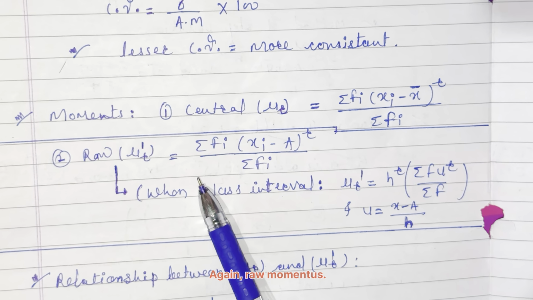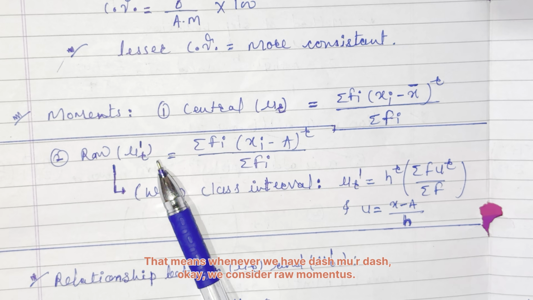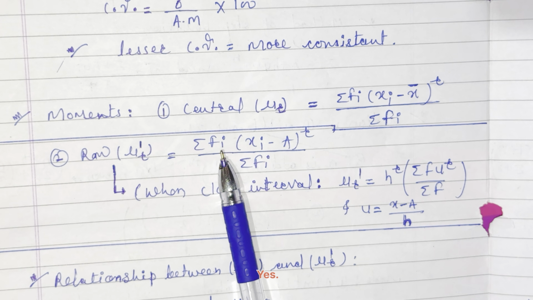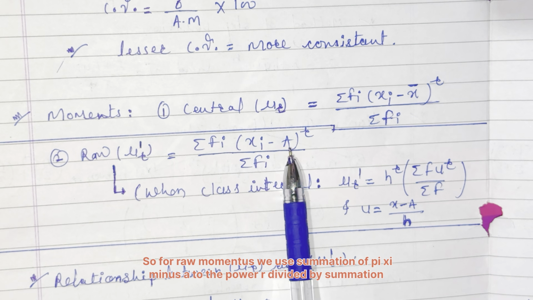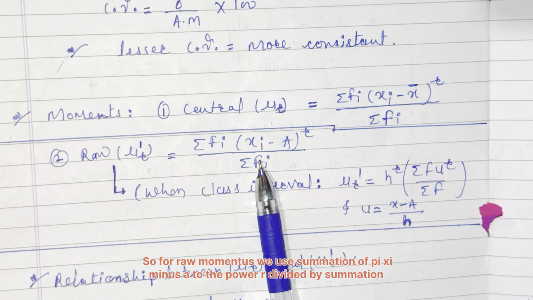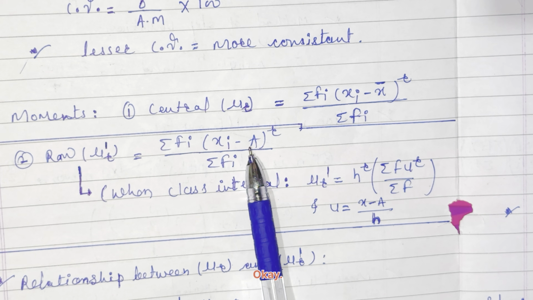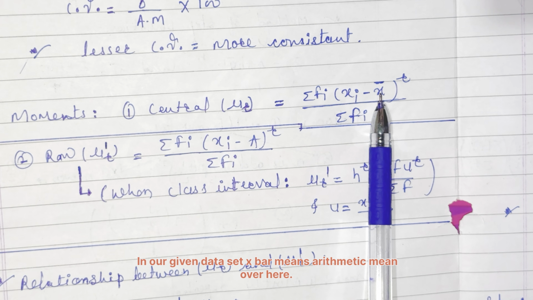Again, raw moments: whenever we have mu r dash, we consider raw moments. For raw moments we use summation of fi times (xi minus a) to the power r, divided by summation of fi. What is this a? This is the middlemost value in our given data set. X bar means the arithmetic mean over here.